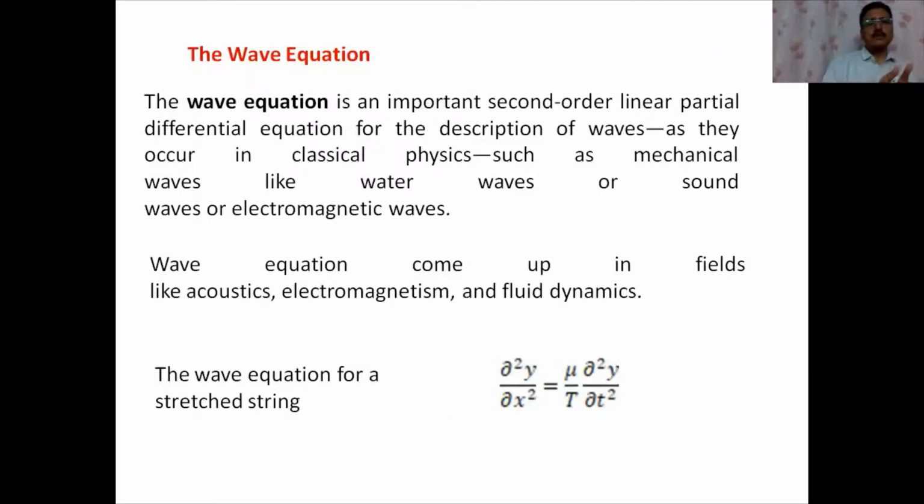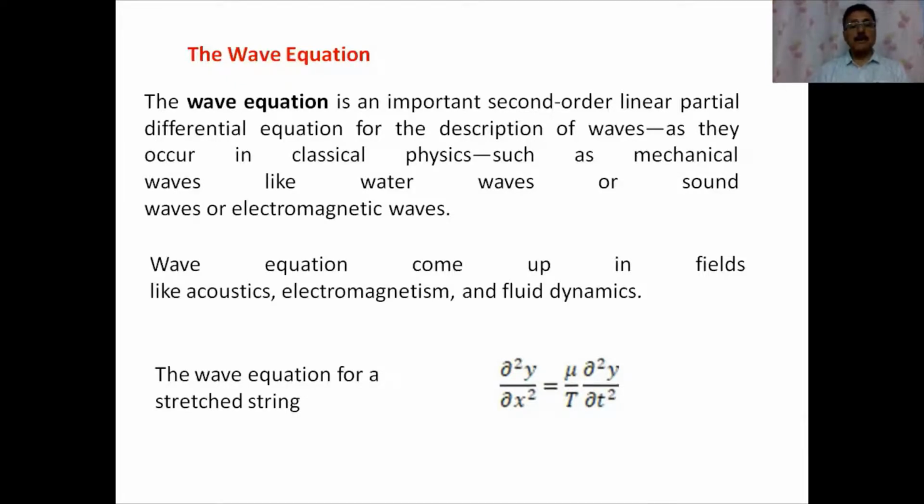Now we will be digressing somewhat from this wave function psi to understand the wave equation, and then again come back to have a correlation between the two. Now what is a wave equation? We are quite familiar with this one. The wave equation is an important second order linear partial differential equation for the description of a wave. They appear in classical physics, like mechanical waves, such as water waves or sound waves, or electromagnetic waves, which we will see one by one. Wave equations come up in fields like acoustics, electromagnetism, fluid dynamics, etc.